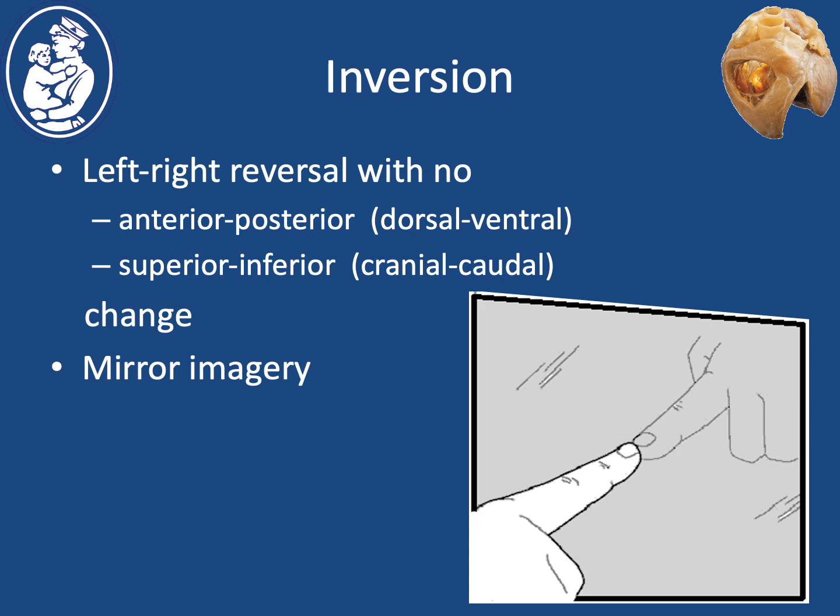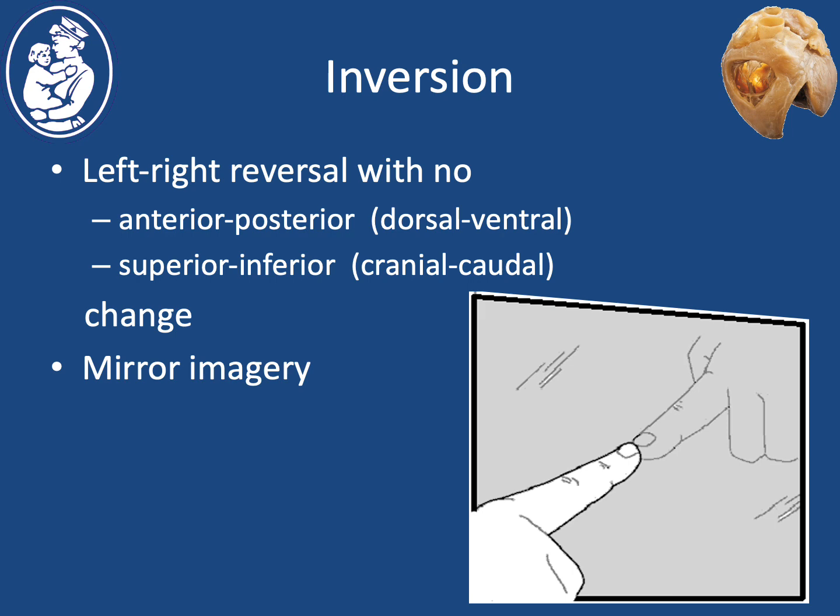In anatomy, inversion means left-right reversal with no anterior-posterior or superior-inferior change. It's simple mirror imagery. In the cartoon, the real finger touching the mirror is the index finger of a right hand. The mirror image finger is the index finger of a left hand, indicating left-right shift in the mirror image.